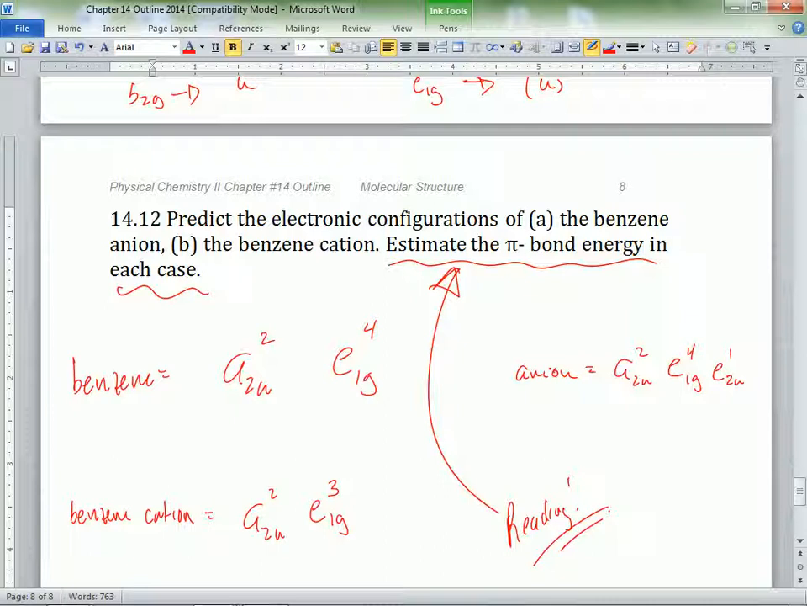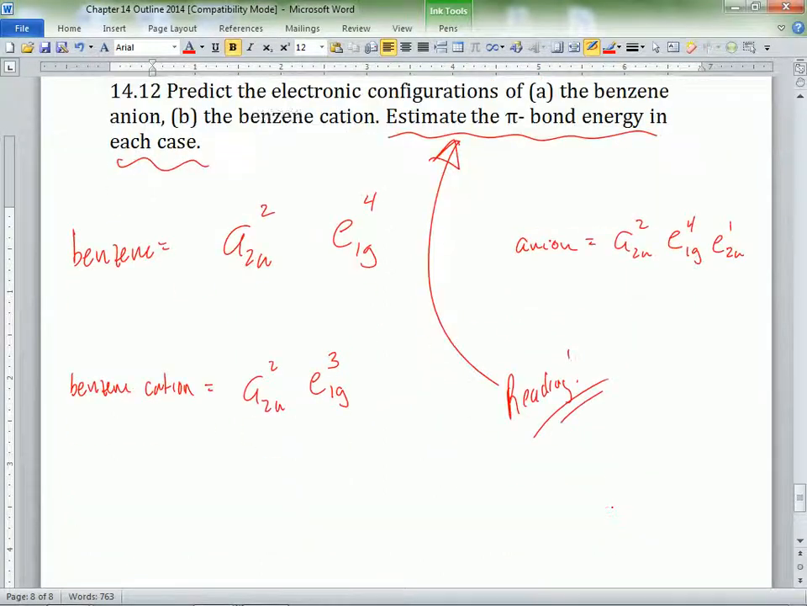So where are they getting this alpha and beta stuff? That's just in the reading. They say that's your energy for these orbitals. So A2U, they said that's alpha plus 2 beta. E1G, that's just alpha plus beta. E2U, if you look in the reading, that's alpha minus beta. So that's pretty much all we're going to do.